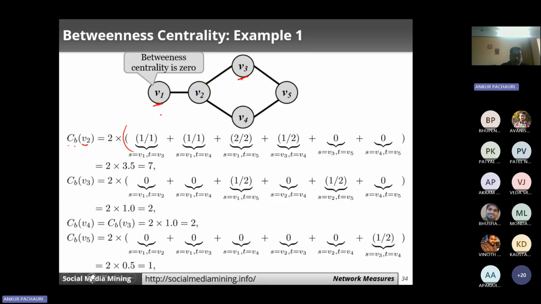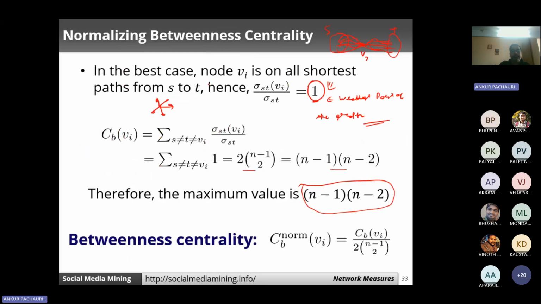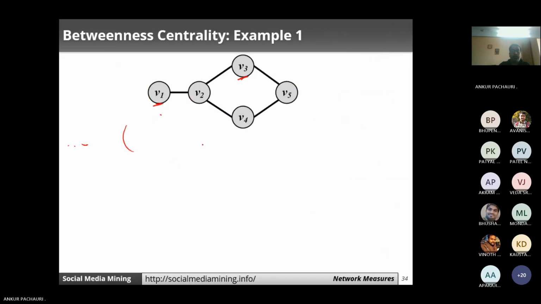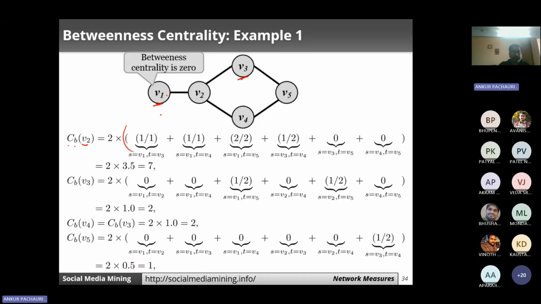So that's one pair of nodes. I'll have to do it for all pairs. So V1 to V2, sorry, V1 to V3. Why can't I choose V1 to V2? Because as per the statement, S should not be equal to T, and should not be equal to Vi. So no V1 to V2; V1 to V3, then V1 to V4. How many paths are there? There's only one. And in how many does V2 play a role? 1. So that is again 1 by 1. Now V1 to V5: there exist 2 shortest paths, and both of them pass through V2. So that's why 2 by 2.